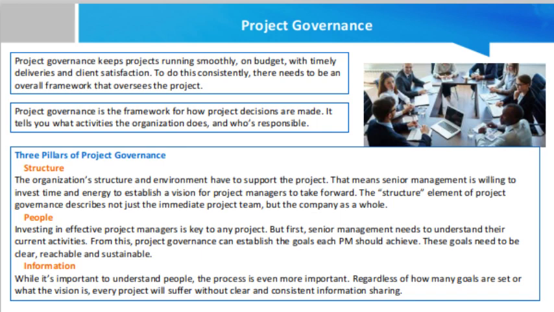So project governance keeps the project running smoothly, on budget, with timely deliveries and client satisfaction. To do this consistently, there needs to be an overall framework that oversees the project. This is project governance, but what does it actually include? Project governance includes the framework for how project decisions are made. It tells you what activities the organization does and who is responsible. Project governance therefore covers all the aspects like policies, regulations, functions, processes, procedures and responsibilities.